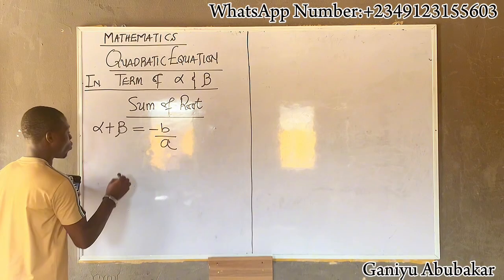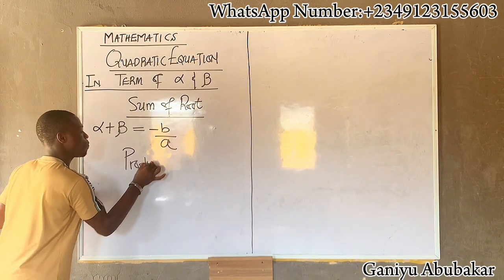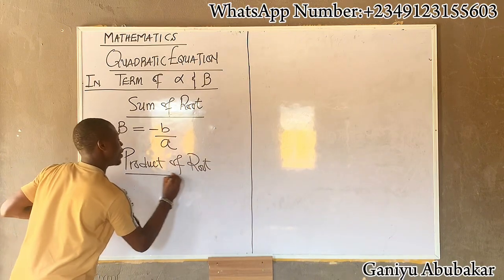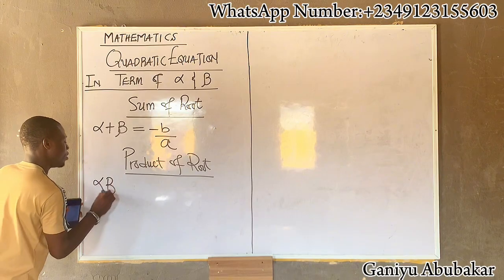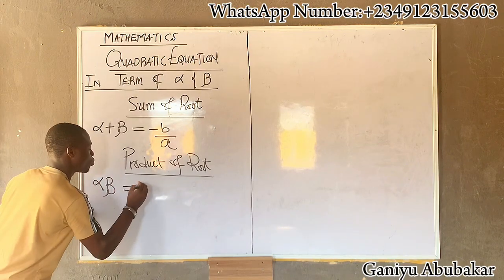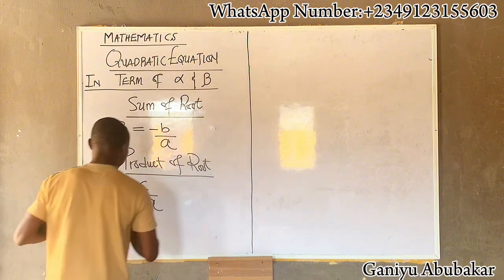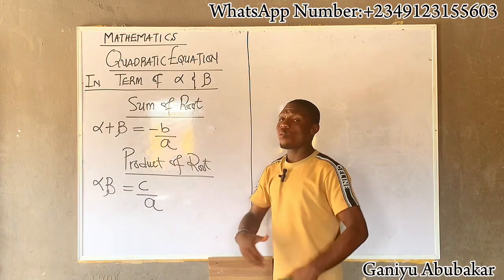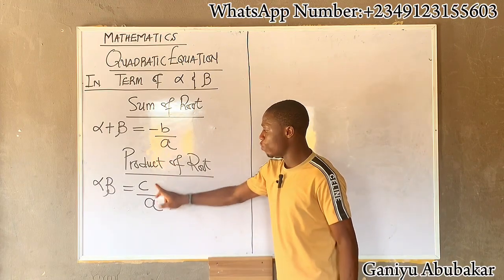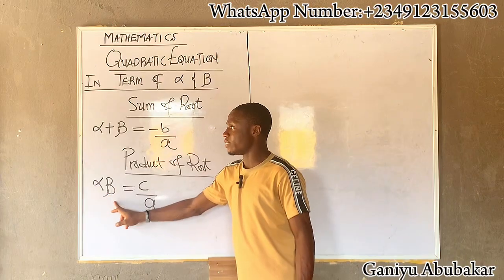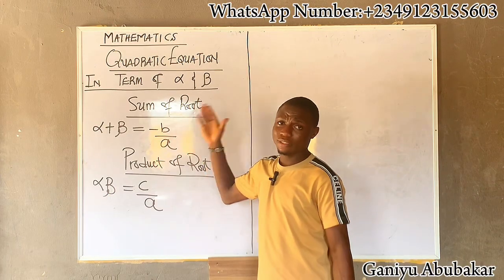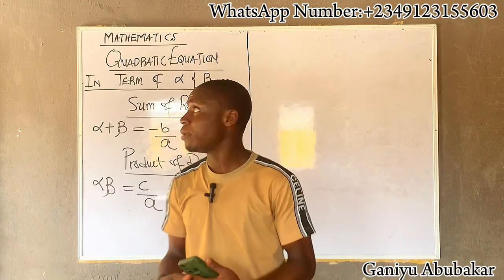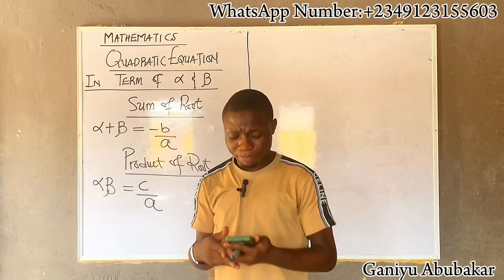Next up, let's consider what we call the product of root. For product of root, that becomes alpha beta because they are multiplying each other. That's equal to c over a. So note that the sum of root is alpha plus beta, that's minus b over a, while product of root is simply c over a, that's alpha beta. So I have this basic first thing to note when it comes to quadratic equation in terms of alpha and beta.